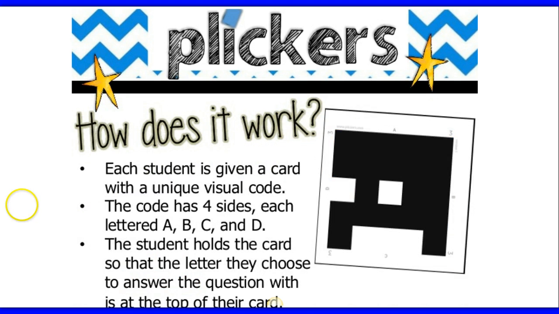Each student is given a card with a unique visual code. The code has 4 sides, each letter A, B, C, or D, and if their answer is A, they have A at the top. If the answer is B, they have B at the top. It's very easy to use, and all of their cards look different, so they really don't know what the other answers are. So it's very easy not to cheat.